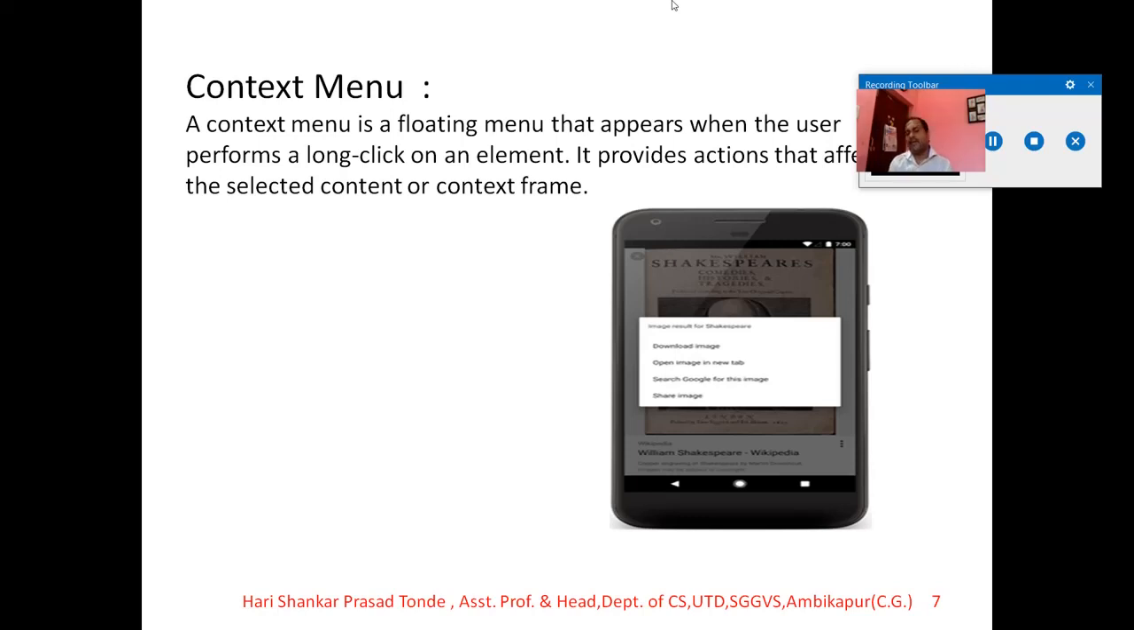Means context menu is nothing but a floating menu that appears whenever the user performs a long click. Means when you are long clicking on the screen of your mobile, then some options are available, and those options are in the form of the context menu. Suppose for example we are going to long click on the desktop screen, then various types of applications are there. Suppose you are going to move the menus from one place to another place, or you have to copy content from one place to another place. So various options are going to appear on the screen. So those are the context menus.